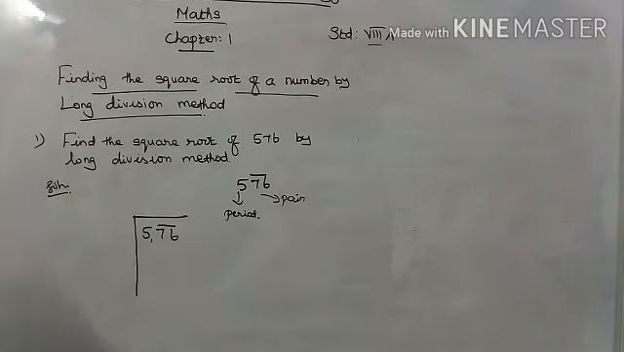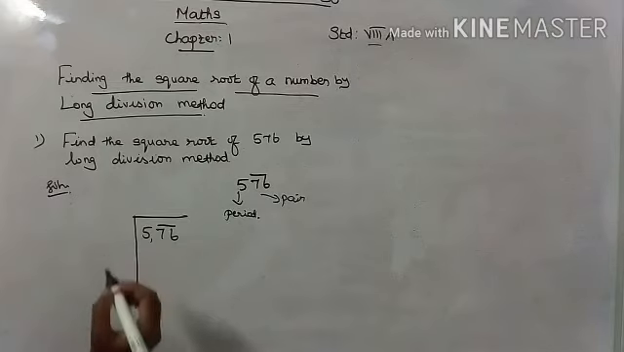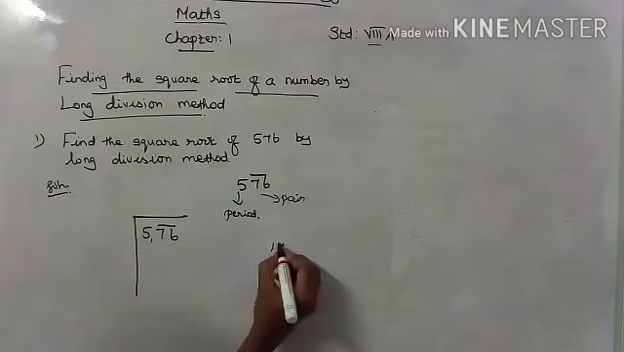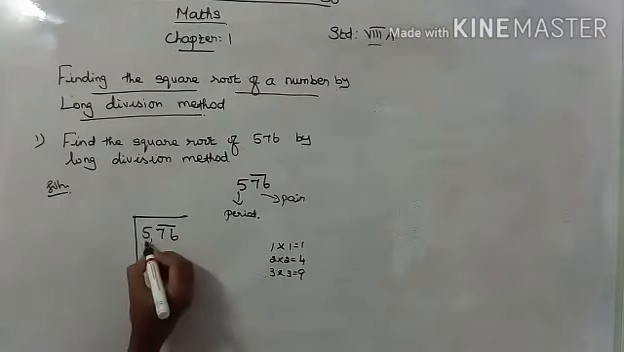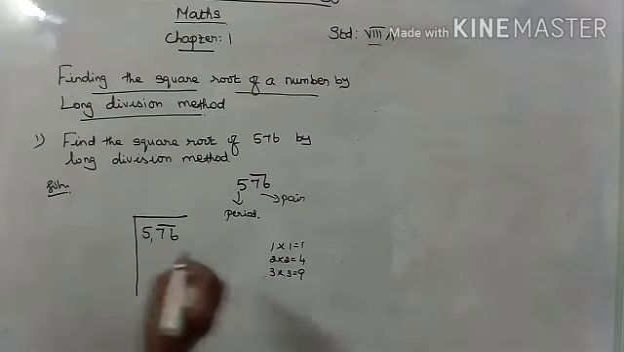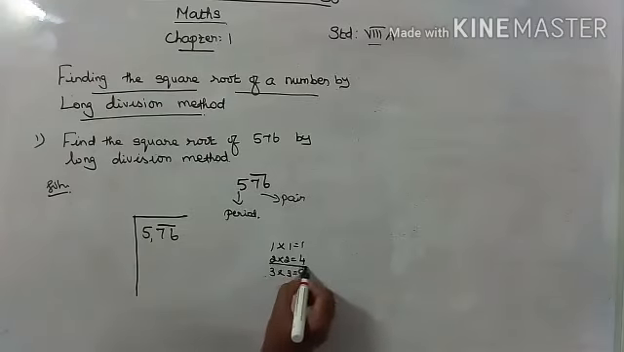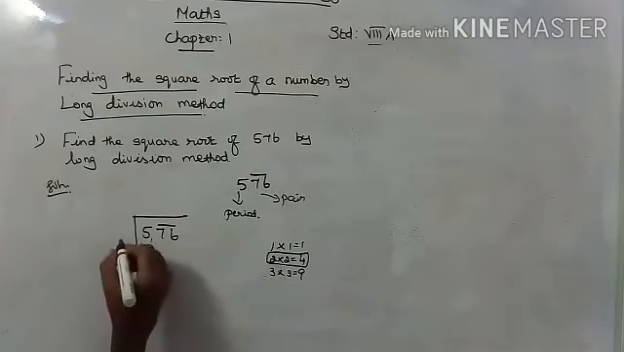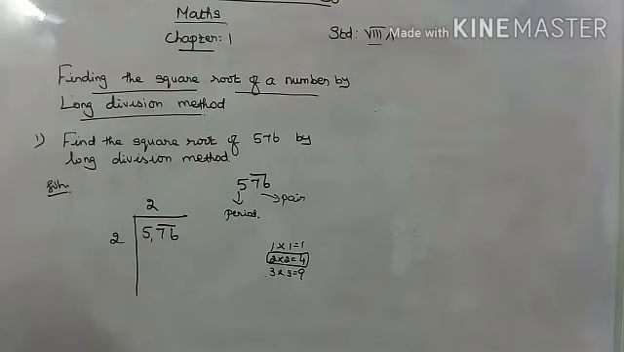So you take this 5 first. Think of the largest number whose square is equal to or just less than the first period. Use the square root table. 1 1 is 1, 2 2s are 4, and 3 3s are 9. So the square nearest to this 5, equal to or just less than the first period, is 2 2s are 4. So the quotient and the divisor is 2.